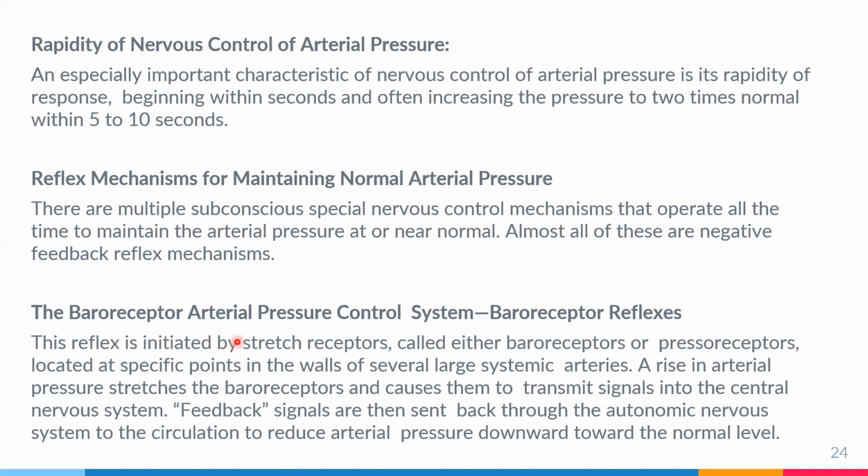Next, we look into the baroreceptor arterial pressure control system, which is the baroreceptor reflex. This reflex is initiated by stretch receptors called either baroreceptors or pressoreceptors located at specific points in the walls of several large systemic arteries. A rise in arterial pressure stretches the baroreceptors and causes them to transmit signals into the central nervous system. Feedback signals are then sent back through the autonomic nervous system to the circulation to reduce the arterial pressure downwards towards the normal level.